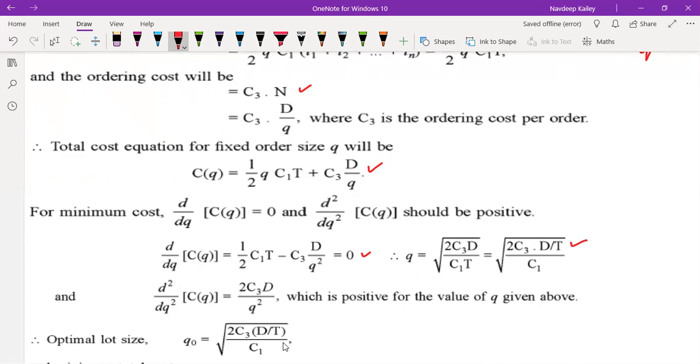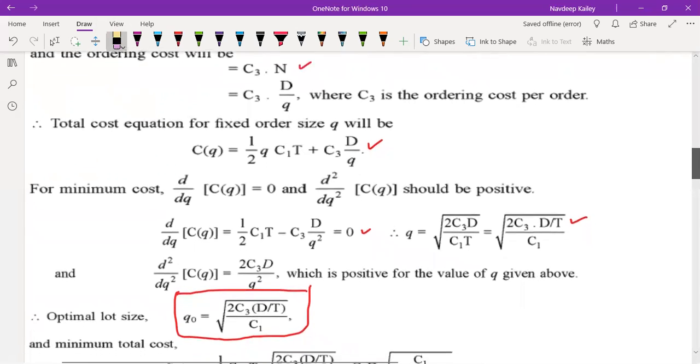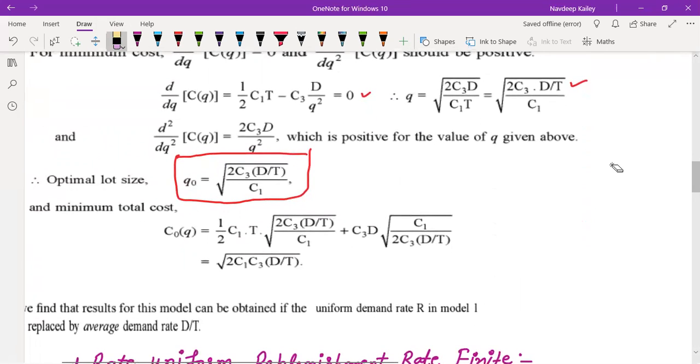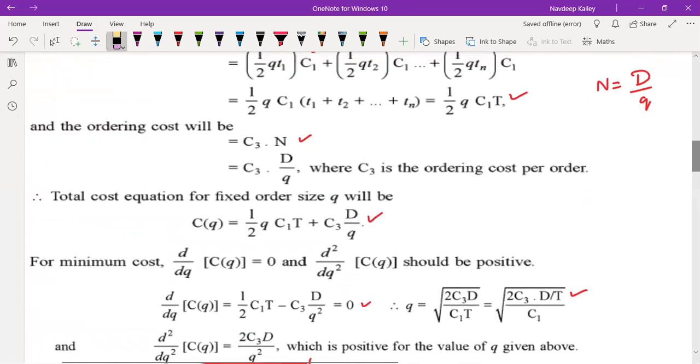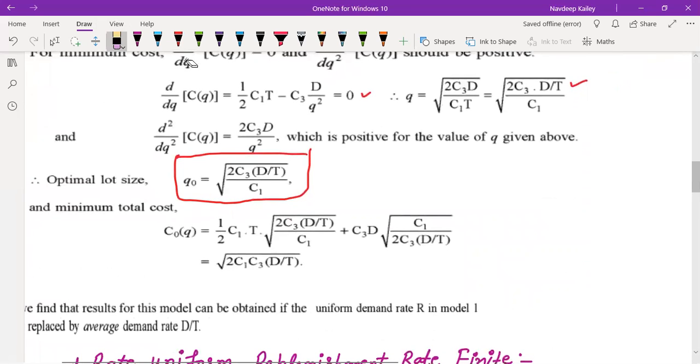Therefore, the optimal lot size is given by this formula. This is the formula for optimal lot size. Further, the minimum total cost is given by putting the value of Q, that is the value of optimal size, in this equation. After putting the value of Q, we will get the minimum total cost as square root of 2 C1 C3 capital D upon capital T.